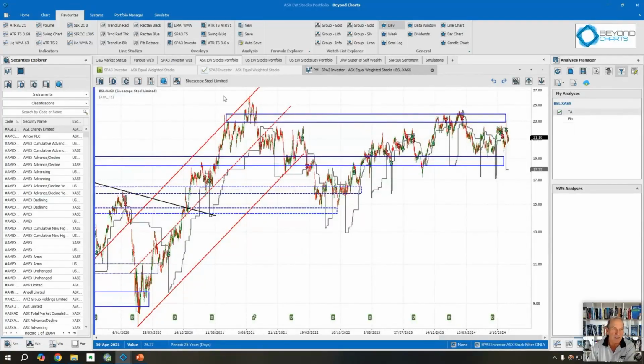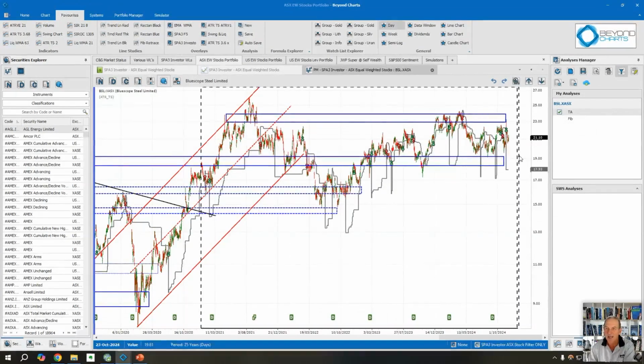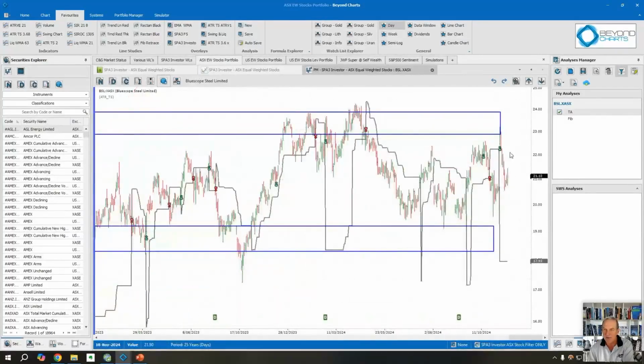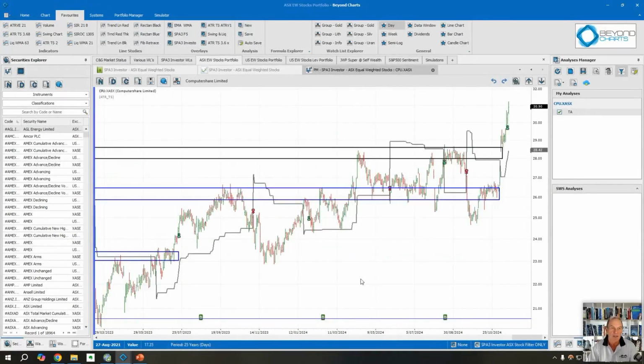Sorry, no, that isn't. This is BlueScope Steel. Hasn't either. Also still in the range. It's in a small loss trade at the moment, and we need to see if this breakout is going to be the breakout, or whether it continues going sideways. We don't know.